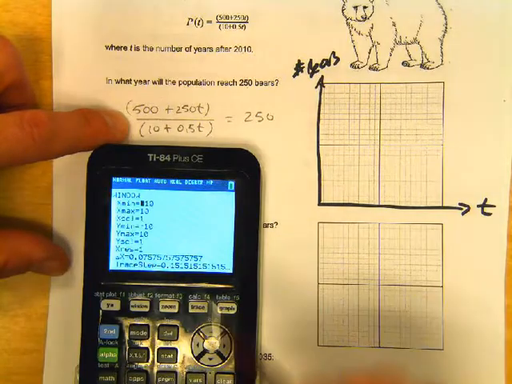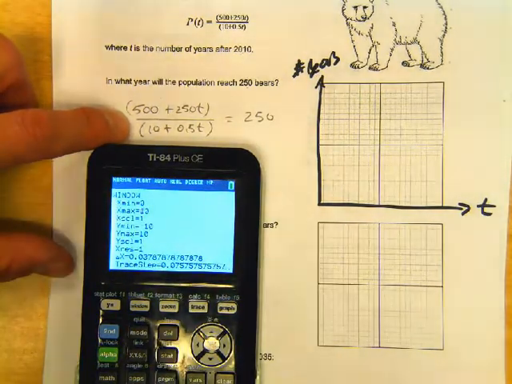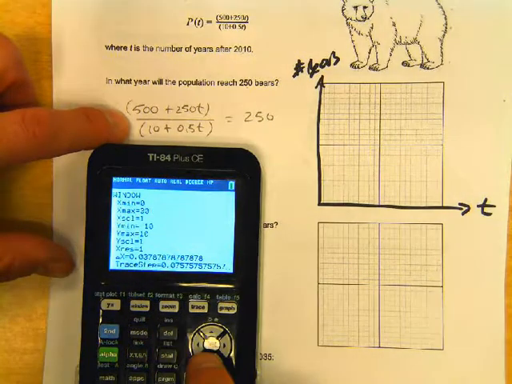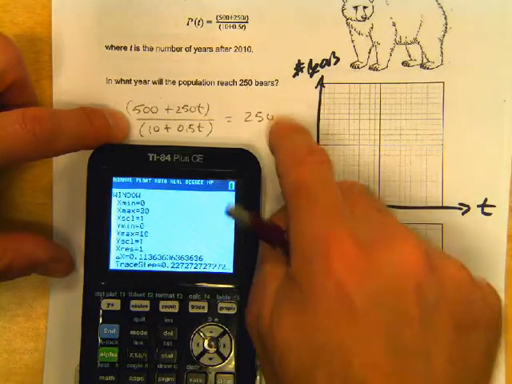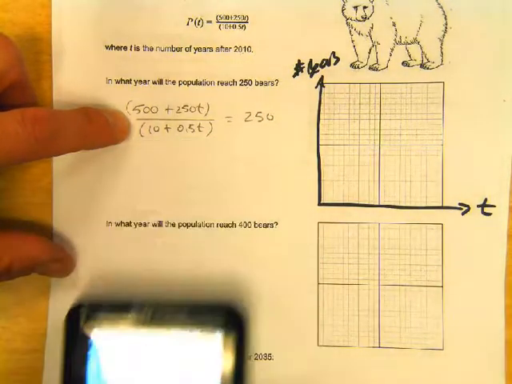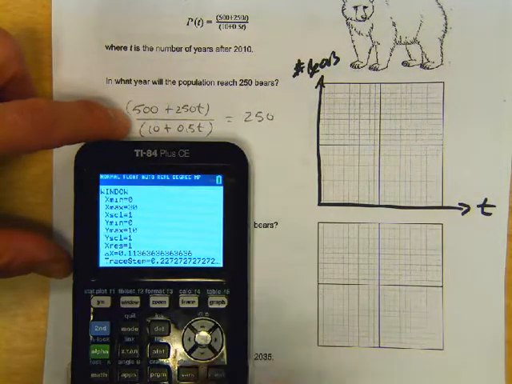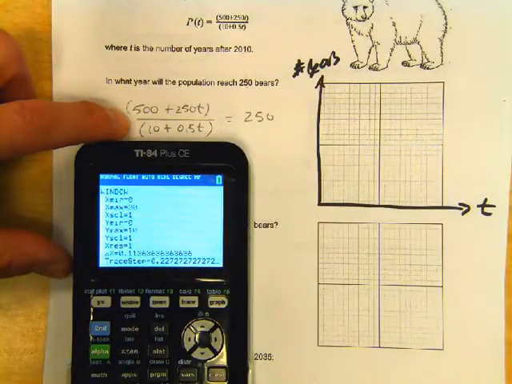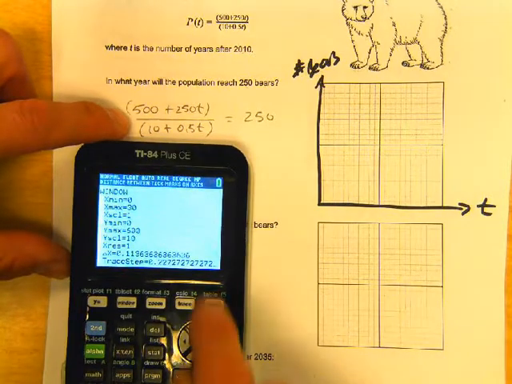The years start at 0, and I have no idea how far to go. I'm going to try maybe 30 years, and I'm going to go 0. We need 250 bears. I'm looking ahead, and I see the next problem is 400 bears, so I'm just going to set this up now and say 600. And we'll go by tens. So here we go.